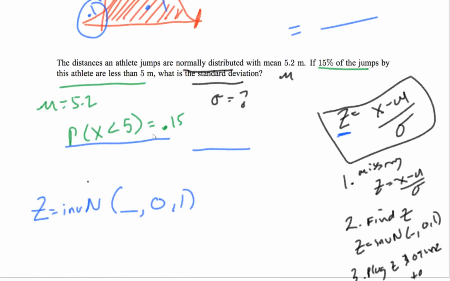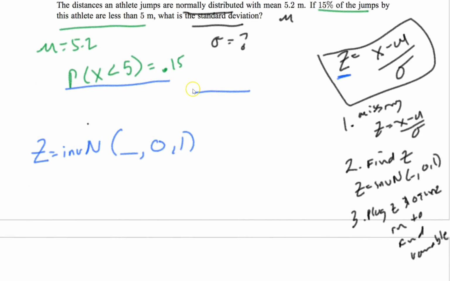So in this case, if I draw it, I don't know where 5 is. Oh, the mean's 5.2, so it's a little before that. The percent, I want less than that. So that part is 0.15. We lucked out. That's the area we want, right? We always want the left-hand side. So this is 0.15. So we're going to put this in our calculator.